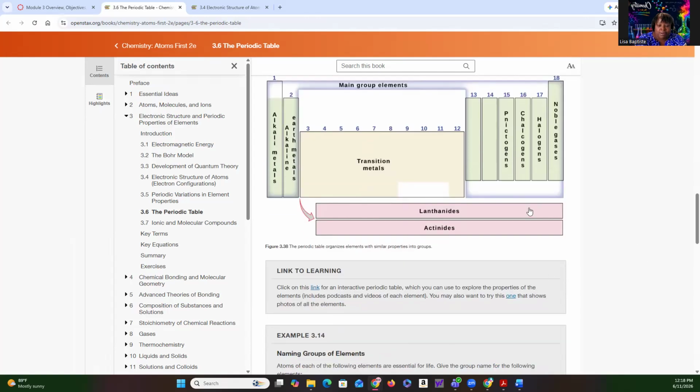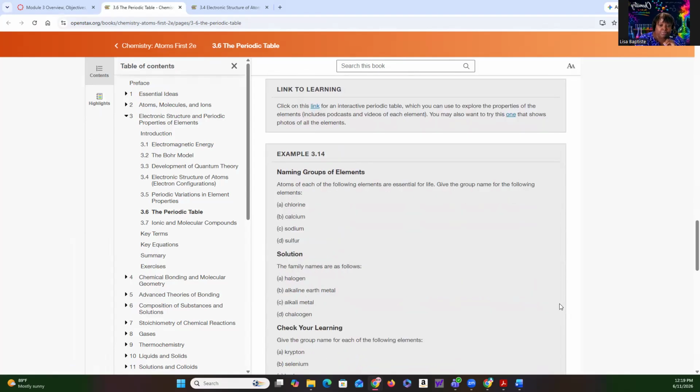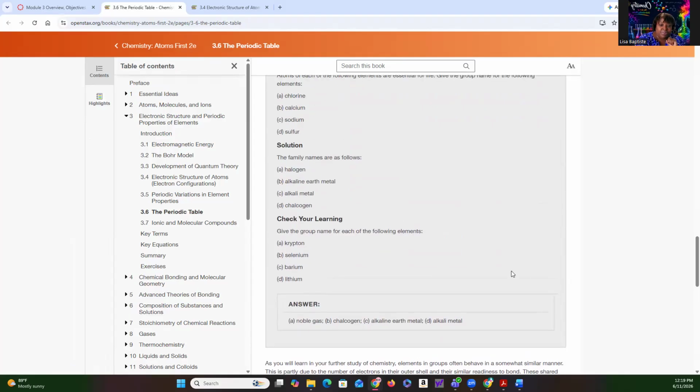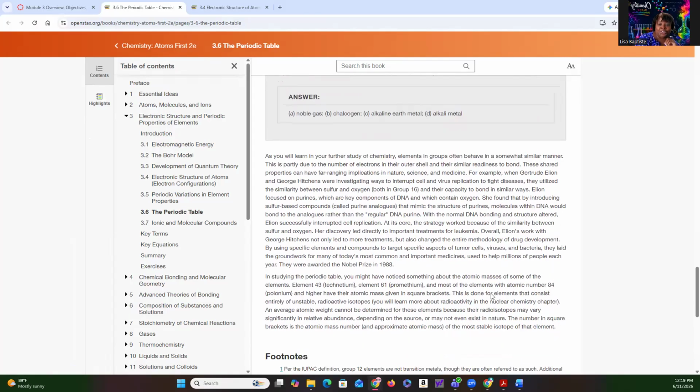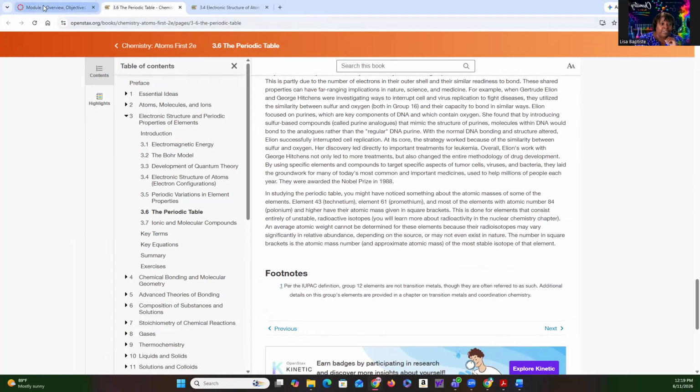And then the bottom two rows, the lanthanides and the actinides, those are the inner transition metals, is what we call them. The lanthanides and the actinides, remember when we were looking at the periodic table for the electron configuration, these two rows were the two rows that weren't shown in that periodic table, but these are the F groups, just to let you know. All right. And so go through these examples. They're really going to help you as you're preparing for the quiz for this module.